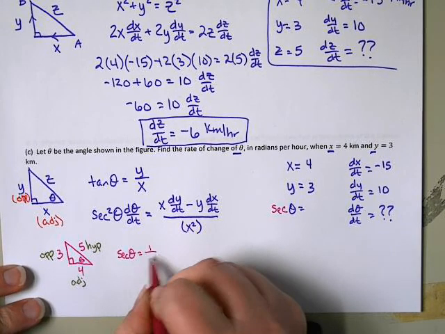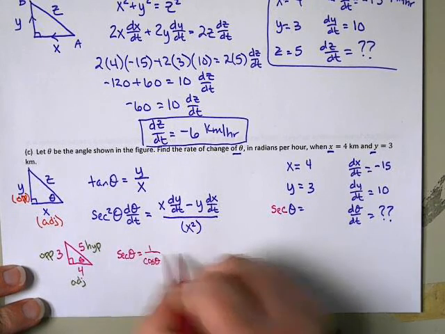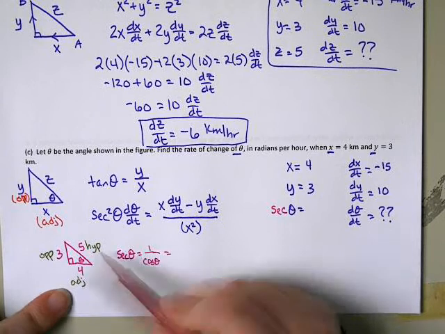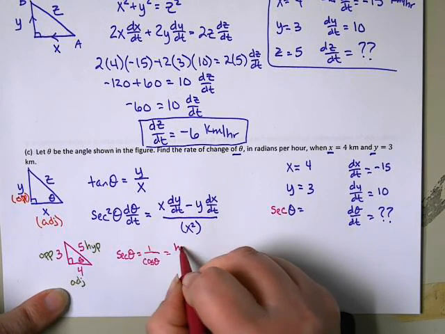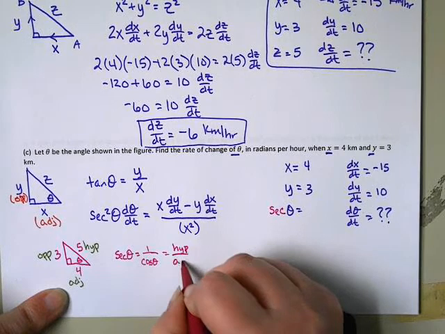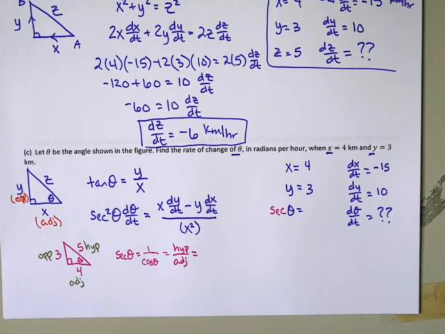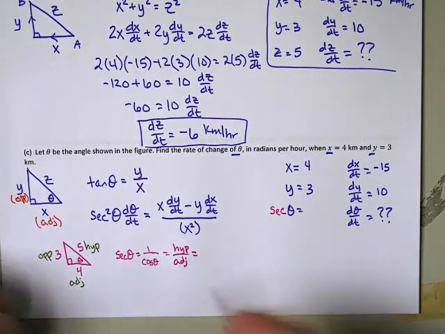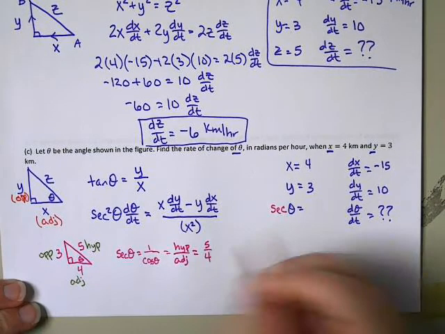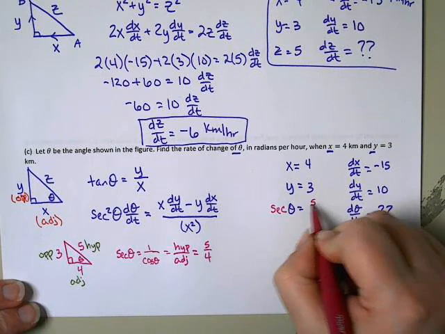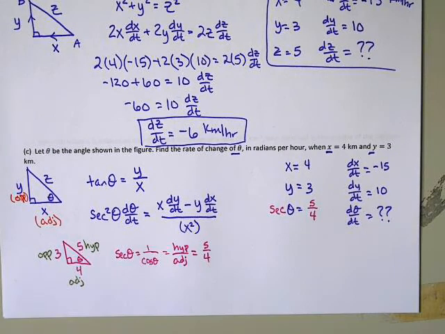We know that secant of theta is equal to 1 over the cosine of theta. And we know cosine is adjacent over hypotenuse, which means that secant is the hypotenuse over the adjacent. So hypotenuse is 5 and adjacent is 4. That means we found that the secant of theta is 5 over 4. So like I said, this allows us to do this problem without a calculator. We don't have to actually solve for theta because we can find the secant of theta just using our triangle. So now we have all the information. Now we're going to need to plug it all in.